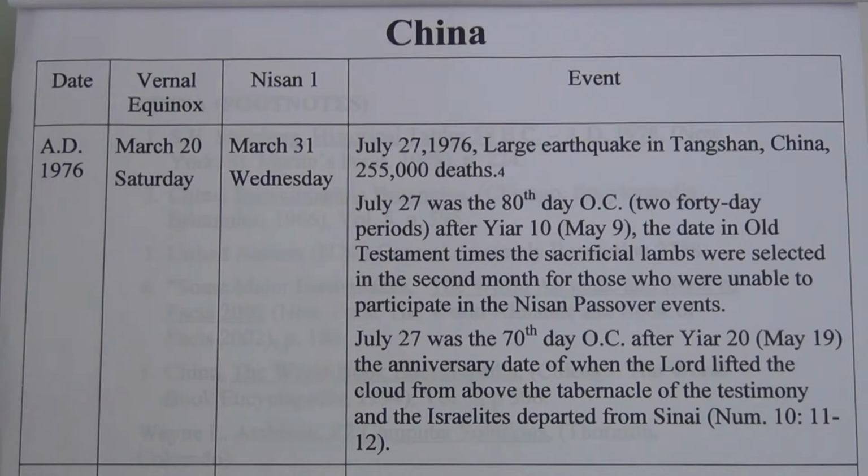On July 27, 1976, a large earthquake in Tangshan, China, 255,000 deaths. July 27 was the 80th day ordinal count, 2 40-day periods after Iyar 10, the date in Old Testament time the sacrificial lambs were selected in the second month for those who were unable to participate in the Nisan Passover events. July 27 was the 70th day ordinal count after Iyar 20, the anniversary date of when the Lord lifted the cloud from above the tabernacle of the testimony, and the Israelites departed from Sinai. The 70-day period reveals more evidence of God's involvement in history.